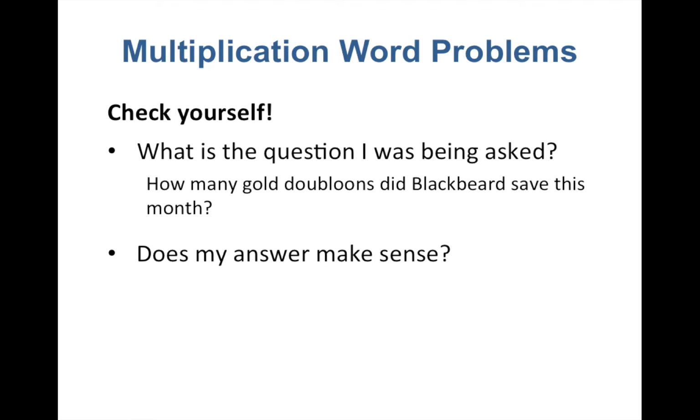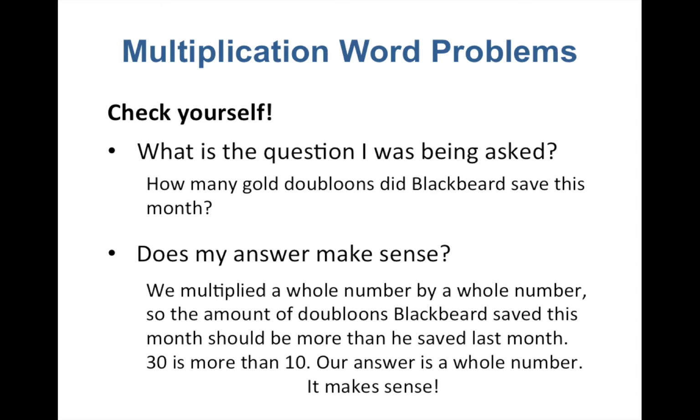So our question in this case was, how many gold doubloons did Blackbeard save this month? And we multiplied a whole number by a whole number, 3 times 10. So the amount of doubloons Blackbeard saved this month should be more than he saved last month. He saved 10 last month, and our answer was 30. 30 is more than 10. Our answer is a whole number, so it makes sense.